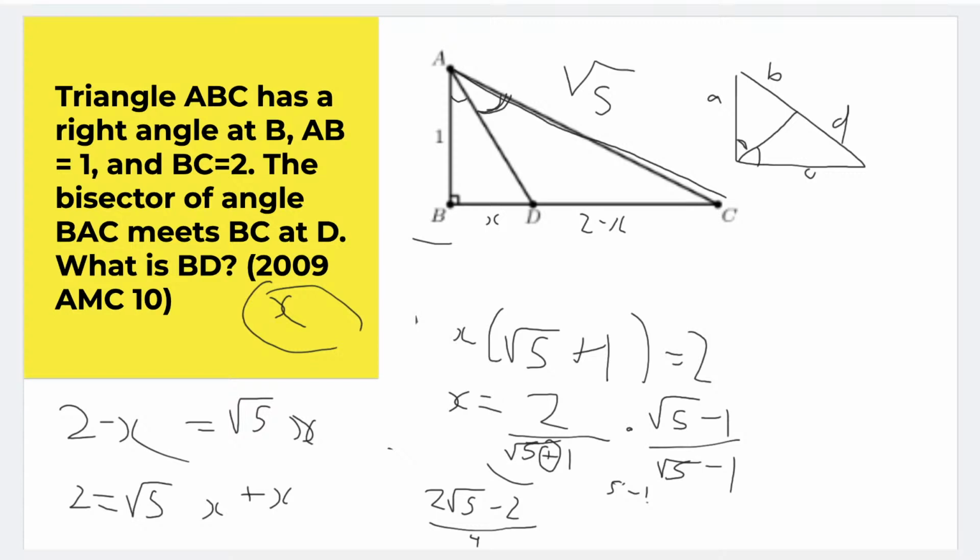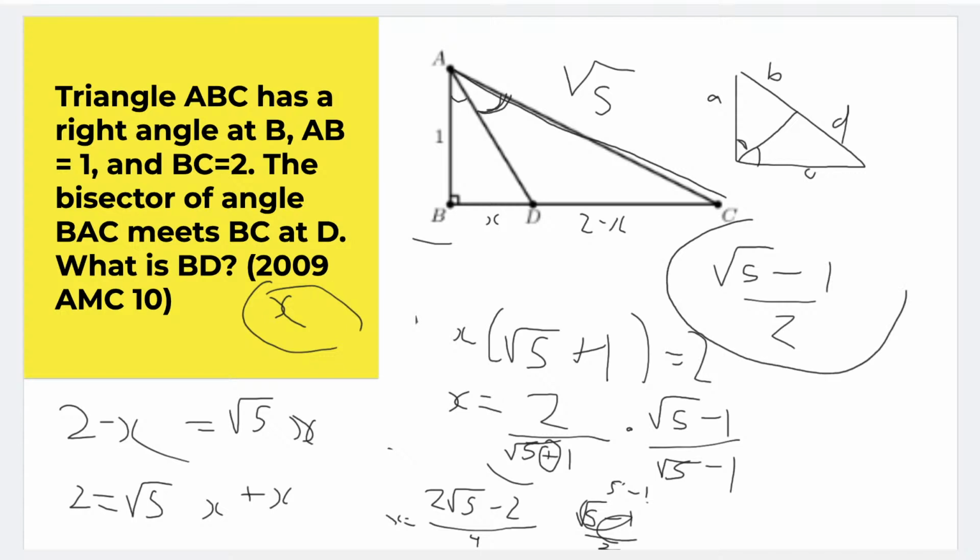So basically, now this is x. Now you see 2 is common in the entire thing. So basically, square root of 5 minus 1 over 2. You divide, so the answer is square root of 5 minus 1 over 2 because this whole thing can be divided by 2. And that's how you get the answer.